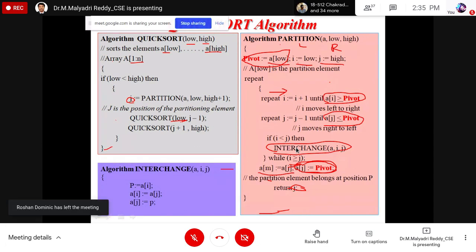This is the left part. This is the right part. The second part is the right. It is the left part. Repeating the j. This is the algorithm of quicksort.